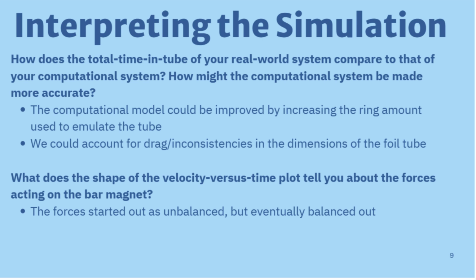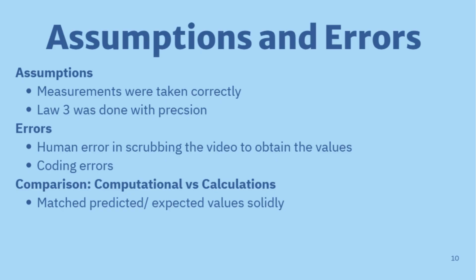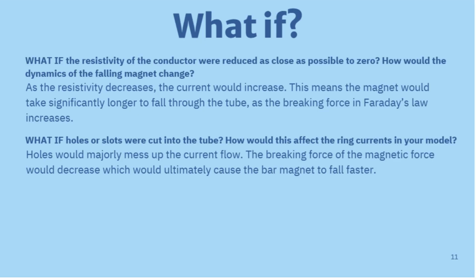We then answered what the shape of the velocity versus time plot tells us about the forces acting on the bar magnet. We said that the forces started out very imbalanced but eventually evened out. For assumptions, we assumed that the measurements were taken correctly and that Lab 3 was done with precision. For errors, we noticed that there could be human errors in scrubbing the video to obtain the values and also coding errors. Overall, though, the computational and calculated models matched fairly solidly.